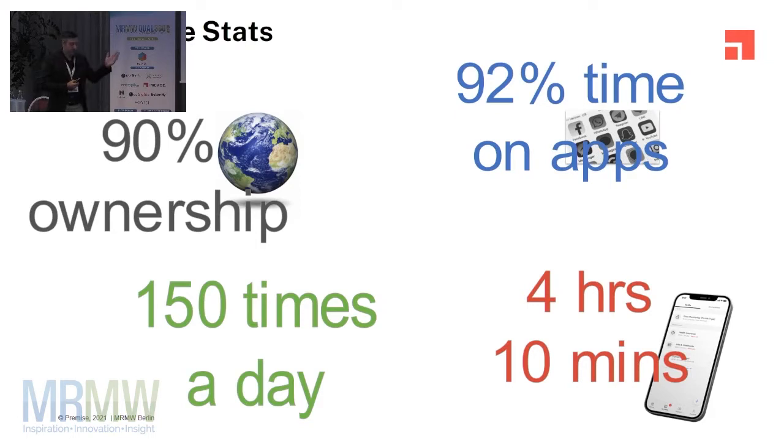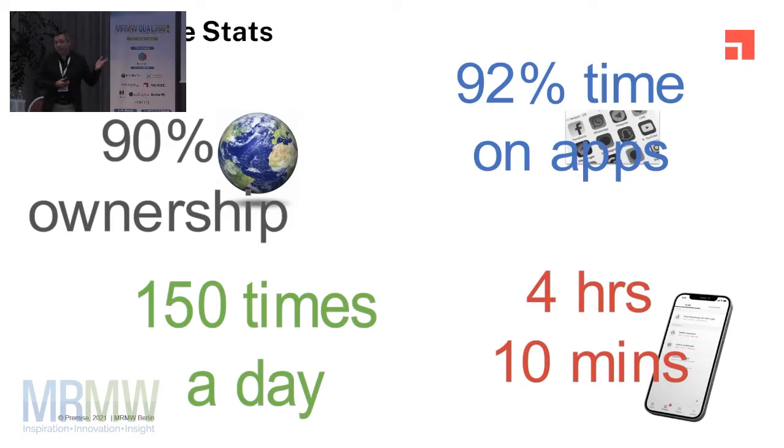The other interesting fact I found out in researching this is that 92% of time is spent within apps, particularly social media and communication apps. We can all think of Facebook and WhatsApp as the main ones there. Only 8% of time is actually spent through the traditional web browser. That contrasts a lot with the way that laptops and desktops are used. So just bear in mind that almost all time is spent within apps on people's phones.